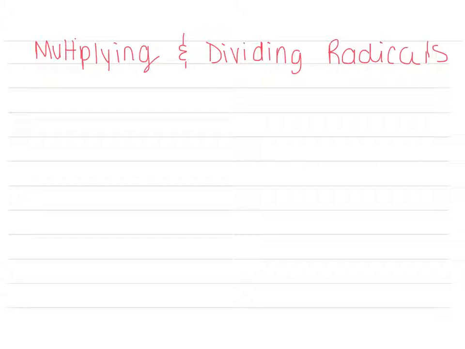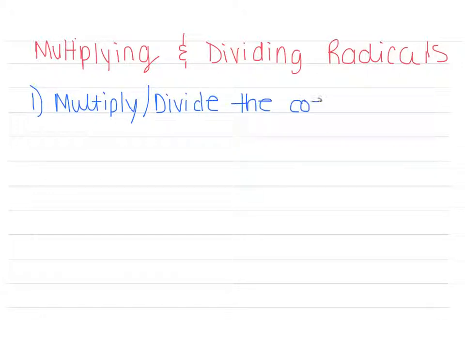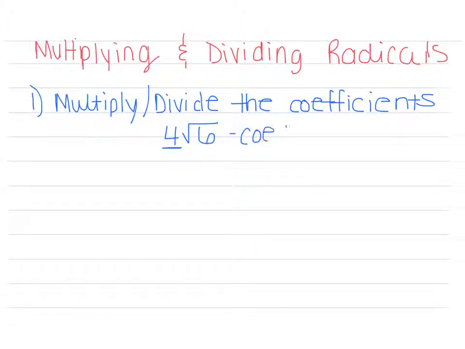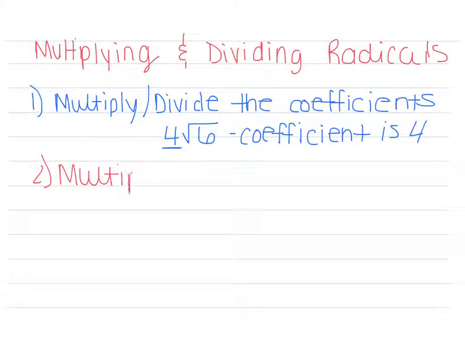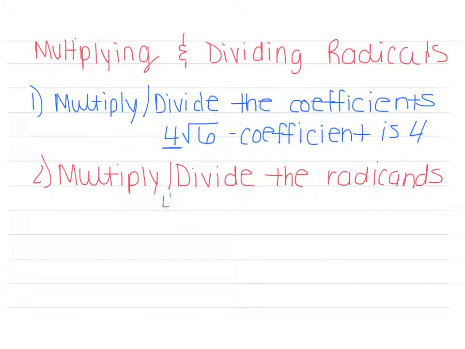So for multiplying and dividing radicals, the first step is that we're going to multiply or divide, depending on what the sign is, the coefficients. Remember that your coefficient is the number in front of the radical. So here our coefficient is 4. The second step is to multiply or divide the radicands, again, depending what the sign is. So if we take the example that we just did right above, the radicand here is 6.